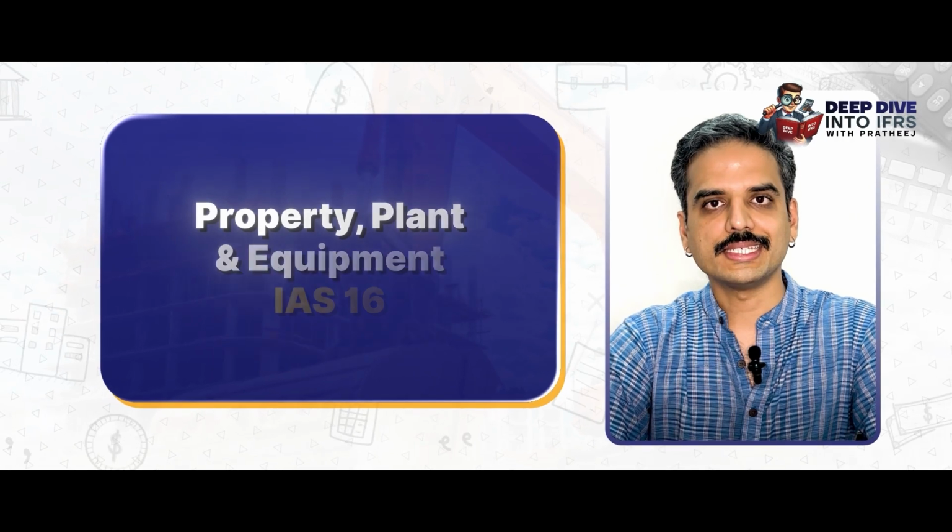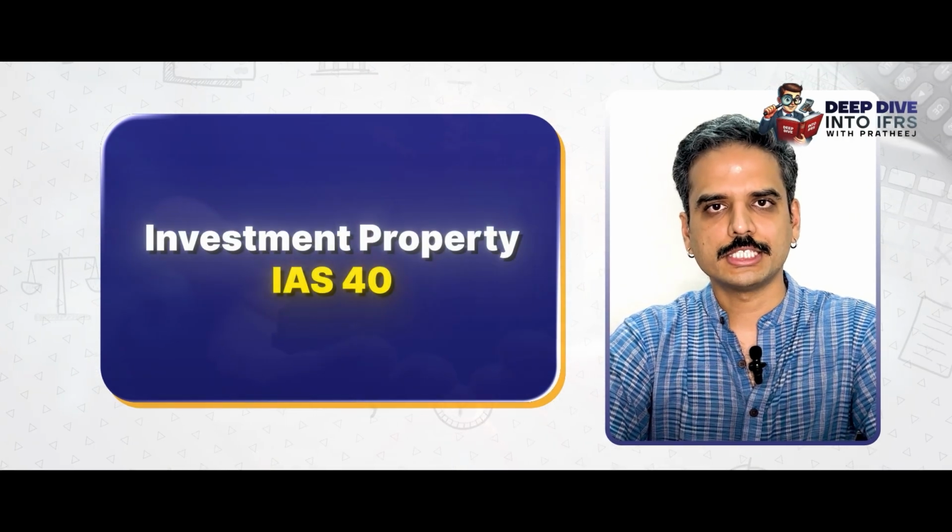So I'll list out the minimum line items to be shown in a balance sheet as per IFRS. Along with the line items, I'll also tell you the governing standard that deals with them. So the following are the minimum line items to be presented in a balance sheet as per IFRS 5. Property, plant and equipment as per IAS 16. Investment property as per IAS 40.